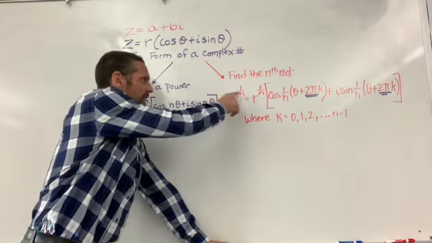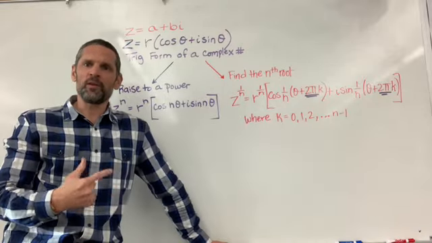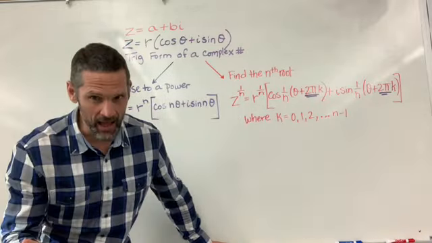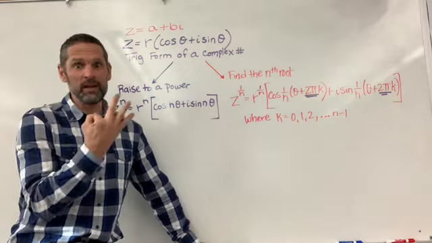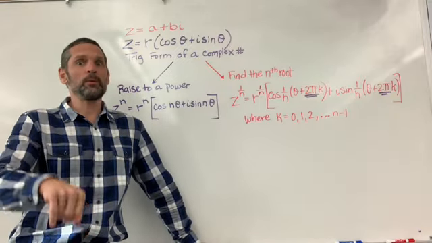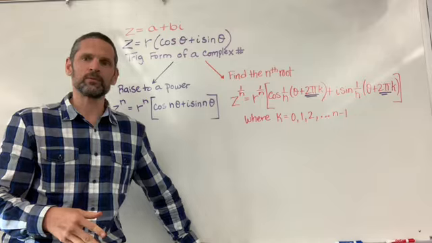If n is 10, then you'll do 0, 1, 2, 3, 4, 5, 6, 7, 8, 9, and that will give you your 10th roots. If it's 3, then you're going to put in 0, 1, and 2, and that will give you your 3 third roots.